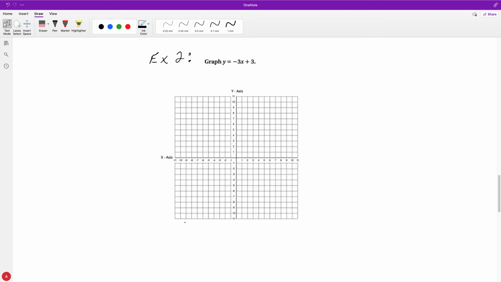All right, so for this, we're going to graph. The way that we can graph this using slope-intercept form is, first we need to identify our slope and identify our y-intercept. So when we look here, we see y = -3x + 3. Remember, it's y = mx + b. So the coefficient of our variable x, whatever's being multiplied to it, is our slope. So it's -3. I'm going to say our slope is -3.